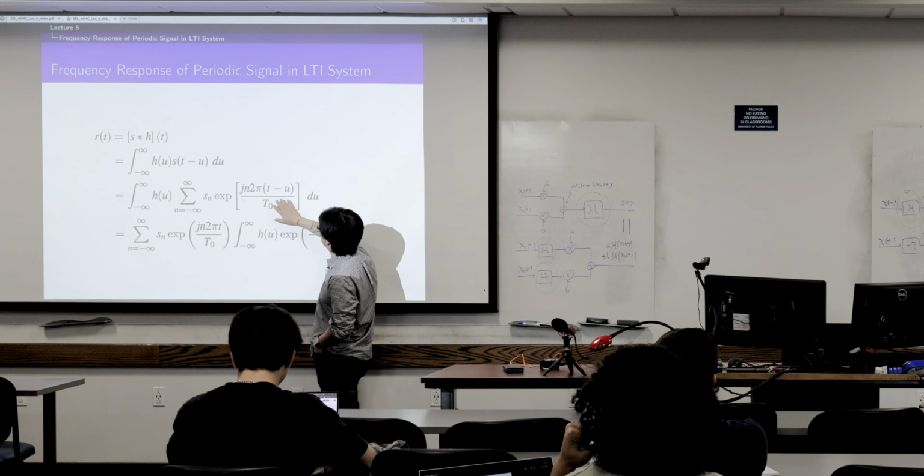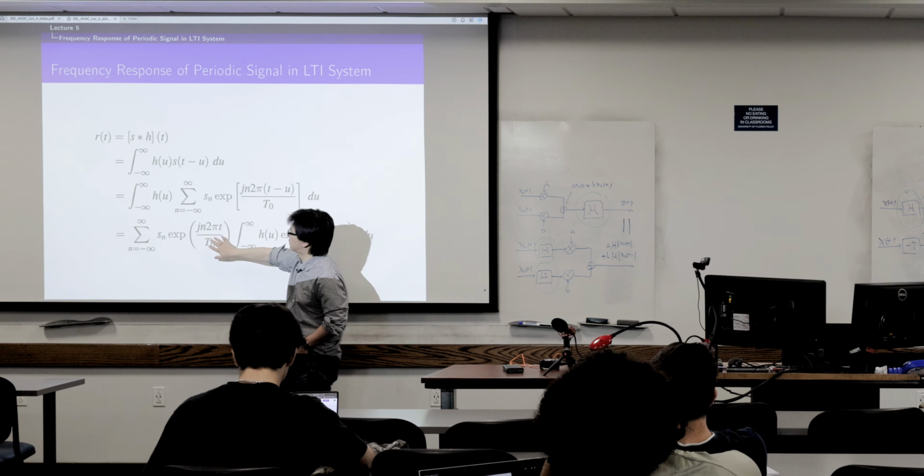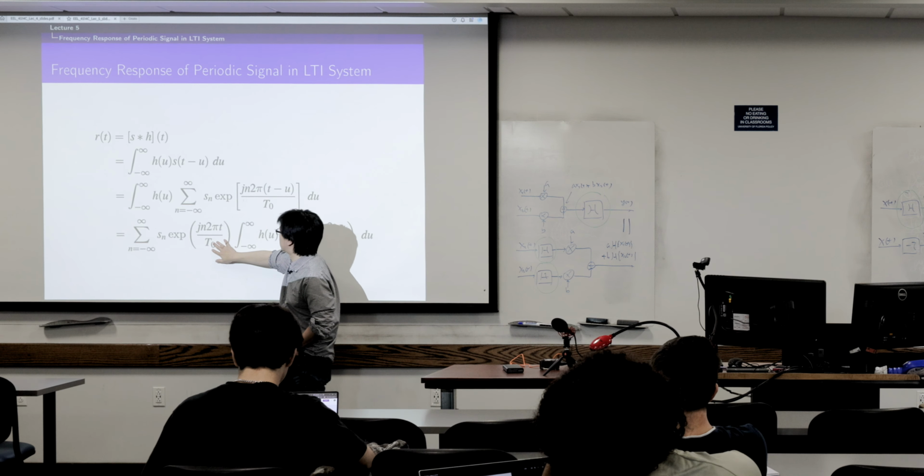Then we continue. Because now the integral is over u, we take everything out. s_n is a constant, so that's out, and this part is constant too. Then we exchange the order between the summation and integral, and this is what we get. Now something interesting is happening. For this term, you have not seen this before, or you have seen it in other classes. This is nothing but the Fourier transform of h of t.